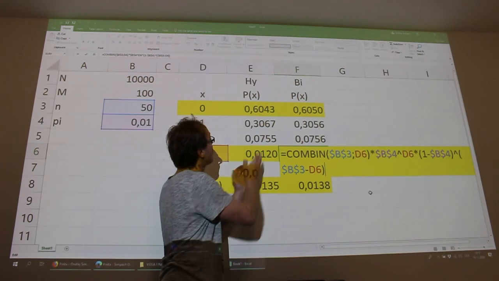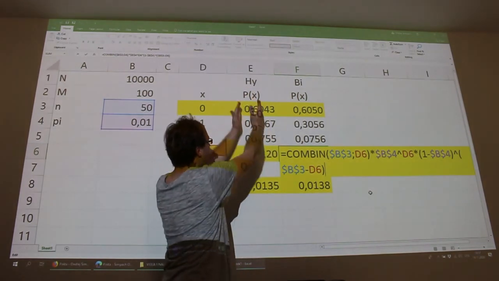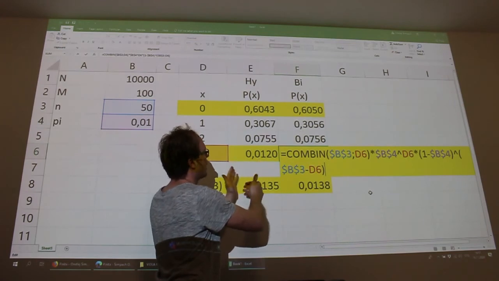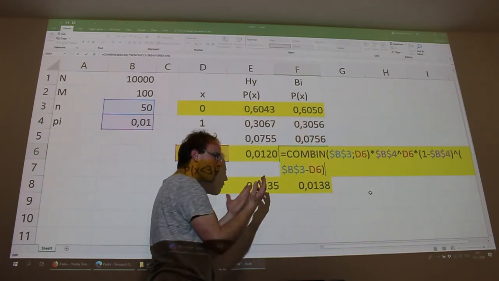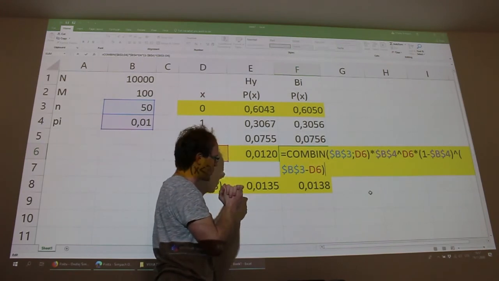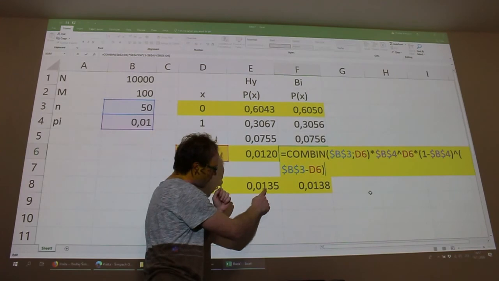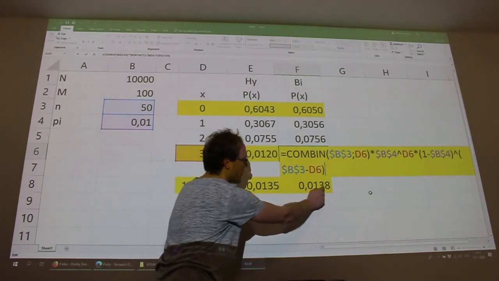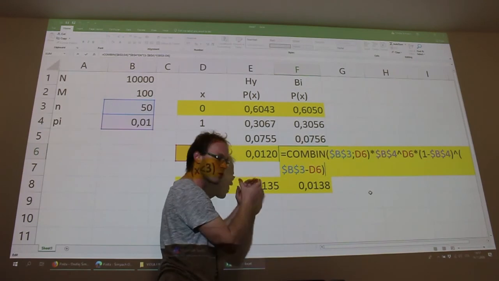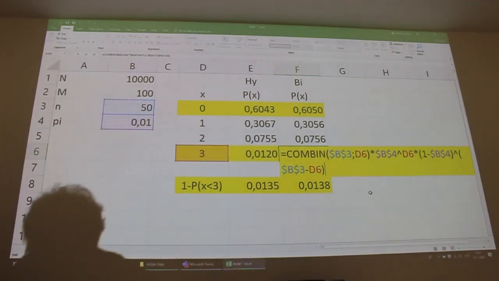Okay, so you can compare the results. We use one distribution and a different distribution, and we have only very small differences between the hypergeometric and binomial distribution. There is 1.35%, there is 1.38%, a very, very small difference. The results are all similar.